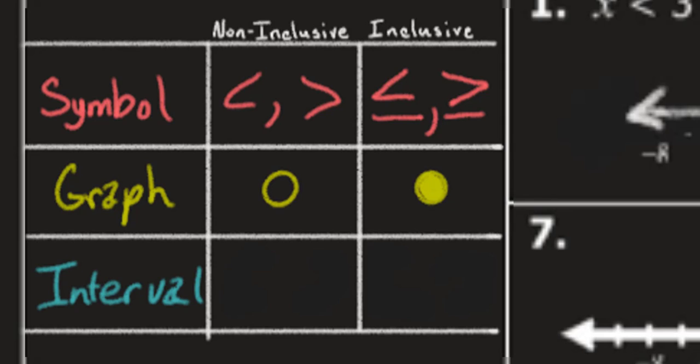For interval notation, non-inclusive, you will use parentheses, and for inclusive, you will use brackets. Infinity and negative infinity will always have a parenthesis, as you cannot contain infinity.